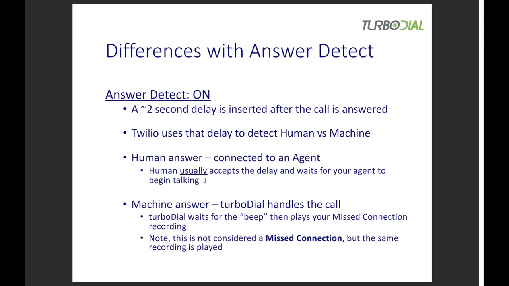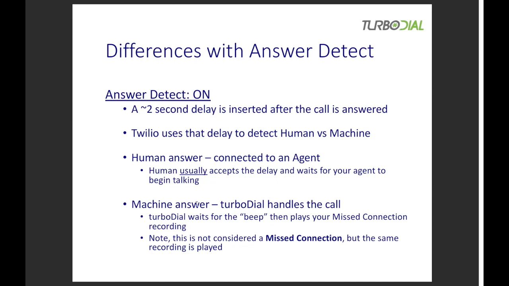The differences in dynamic dial with answer detect are as follows. If you turn on answer detect, there's about a 2-second delay that's inserted after the call is answered. So when someone answers that call, they're going to hear silence while Twilio takes about 2 seconds to try to determine, was this a machine or a human that answered the call? Now, if it's a human that answers, we'll connect that call to an agent. A human is usually going to accept that 2-second delay or so, and they'll wait for your agent to begin talking. But it's not optimal, and they will recognize that there was a delay there and that this is probably a marketing call.